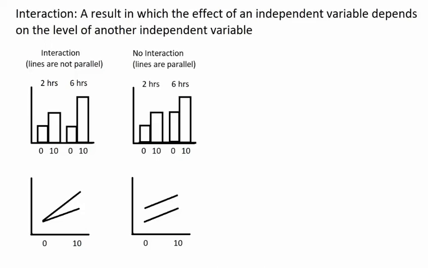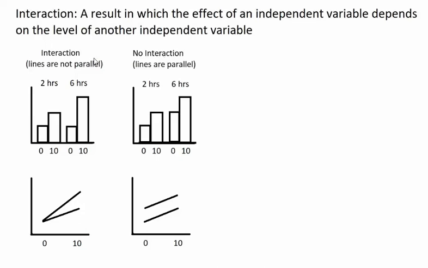So if the effect of study hours changes across the levels of sleep, then the data is showing an interaction. If the effect of studying changes when you go from 2 hours of sleep to 6 hours of sleep, you would call that an interaction because the effect of one independent variable, study hours, is changing across the levels of the second, which in this case is sleep hours. So let's look at some visuals of an interaction and a no interaction in this experiment.